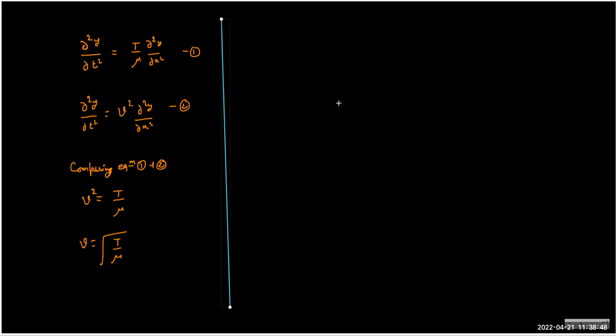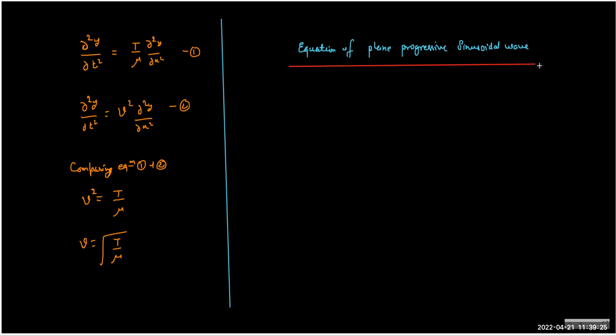So the next part that we are supposed to do is called the traveling wave equation of plane progressive sinusoidal wave. So now we are looking for those waves which are having sinusoidal behavior. So they are periodic and sinusoidal, and then we are trying to find their equation.